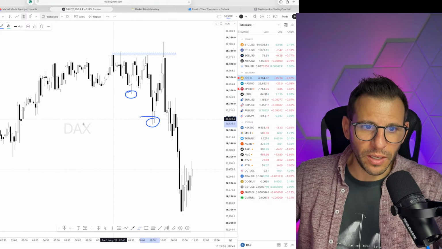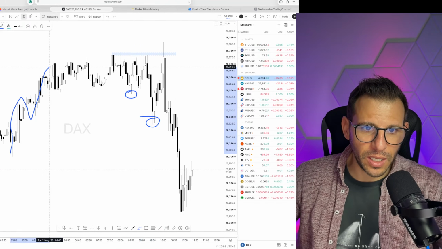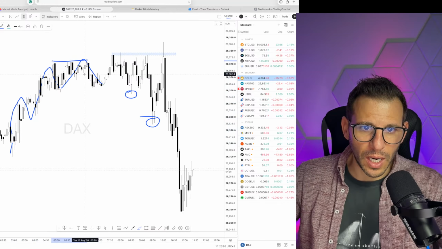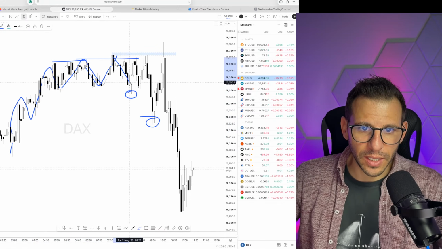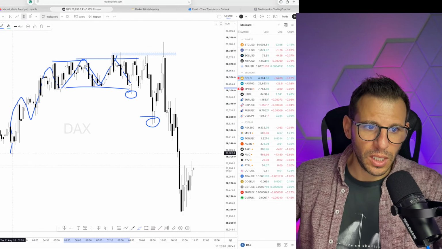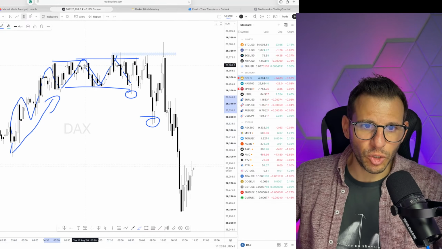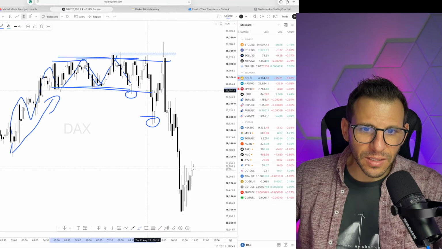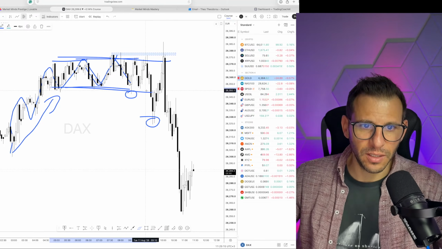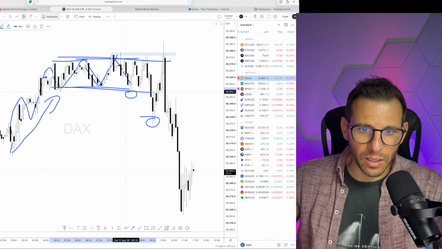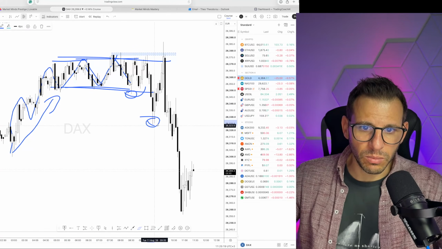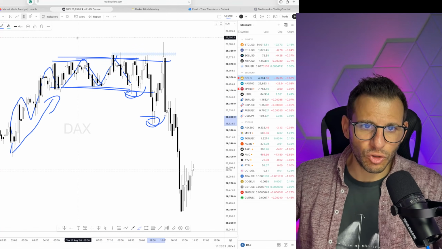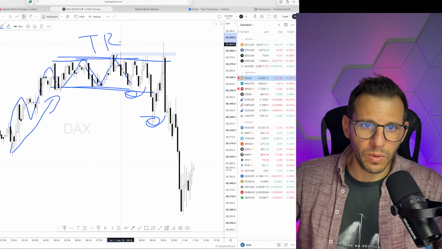What is this one here? Guys, the price was making equal highs, equal lows. So it came from this short-term uptrend to a ranging market, a classic reversal. And then the last swing low got broken. That's a triple top reversal.